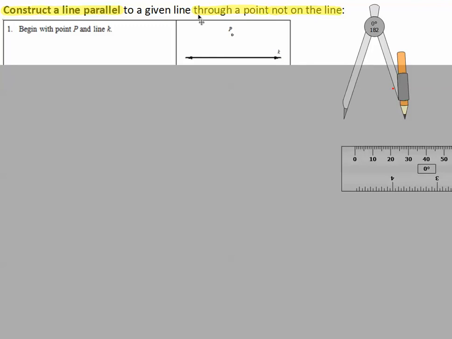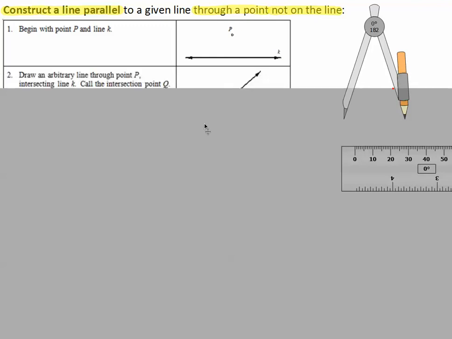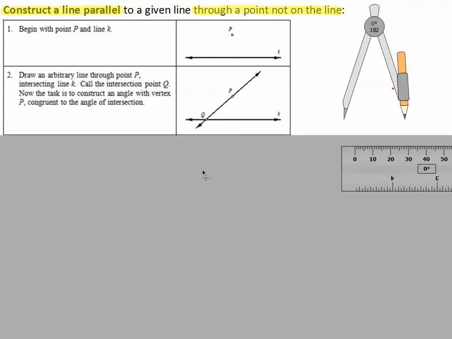Now, remember when it says go through a point, that is where we need to start. So our second step is drawing an arbitrary line. Arbitrary means it doesn't matter where it goes through this other line. I could have drawn it like this, I could have drawn it like this, it really doesn't matter. But I picked one place and I drew that line. Make sure it goes through point P and intersects the line that's given. So draw that line.